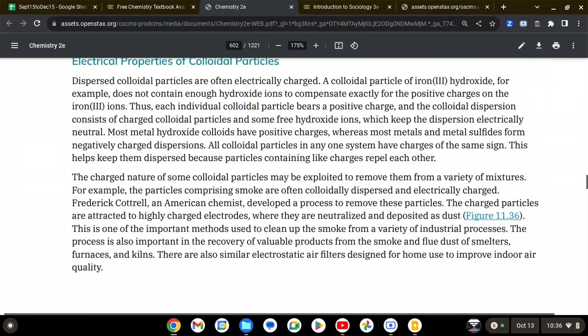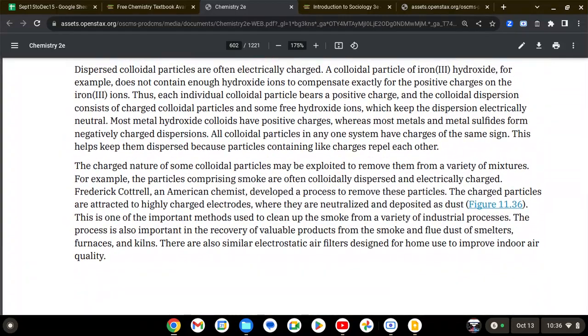Electrical properties of colloidal particles. Dispersed colloidal particles are often electrically charged. A colloidal particle of iron(III) hydroxide, for example, does not contain enough hydroxide ions to compensate exactly for the positive charges on the iron(III) ions. Thus, each individual colloidal particle bears a positive charge, and the colloidal dispersion consists of charged colloidal particles and some free hydroxide ions, which keep the dispersion electrically neutral.